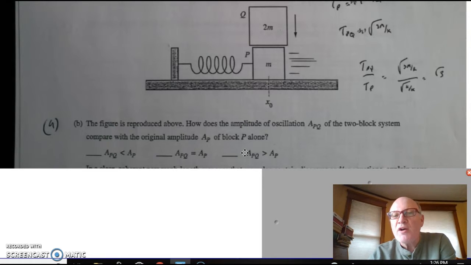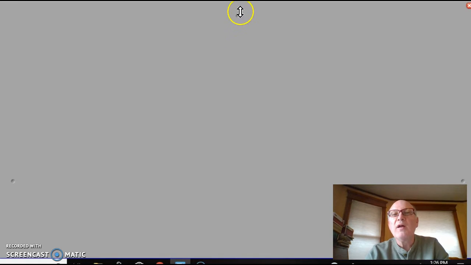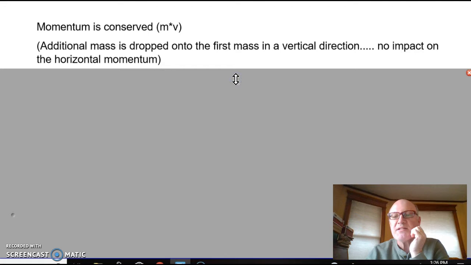Okay, I think this is the hardest question on the whole test. There's a lot going on here: conservation laws, interplay between momentum and energy, and so forth. So let me walk you through my thinking, and you can use this as an outline for a paragraph. First of all, the observation that momentum is conserved because the additional mass is dropped onto the first mass in a vertical direction, so that horizontal motion is not changed.